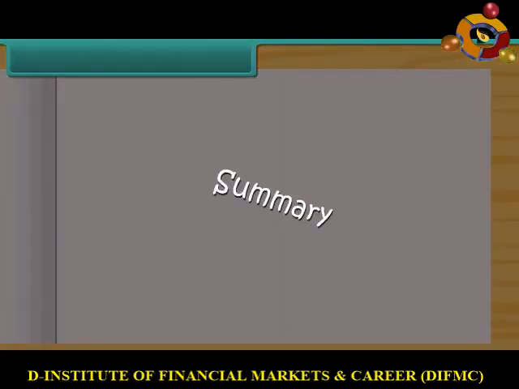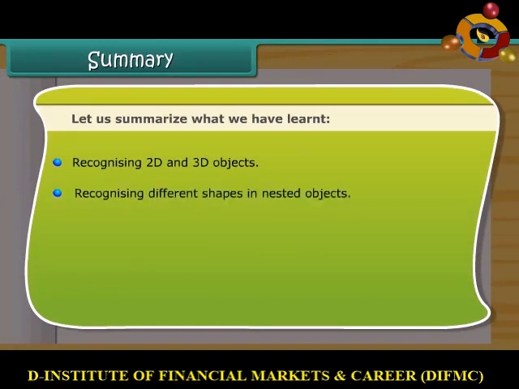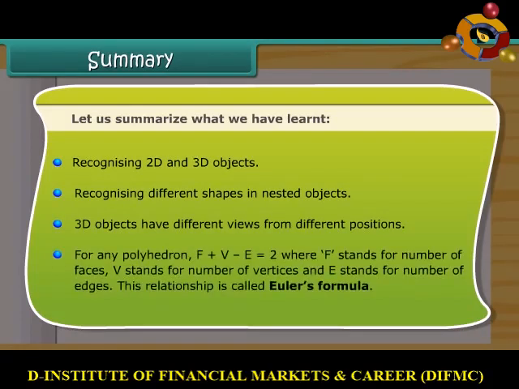Summary. Let us summarize what we have learned. Recognizing 2D and 3D objects. Recognizing different shapes in nested objects. 3D objects have different views from different positions. For any polyhedron, F + V - E = 2, where F stands for the number of faces, V stands for the number of vertices, and E stands for the number of edges. This relationship is called Euler's formula.